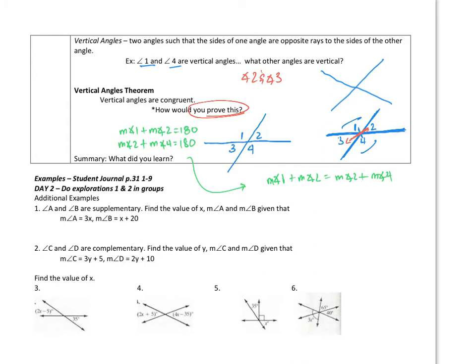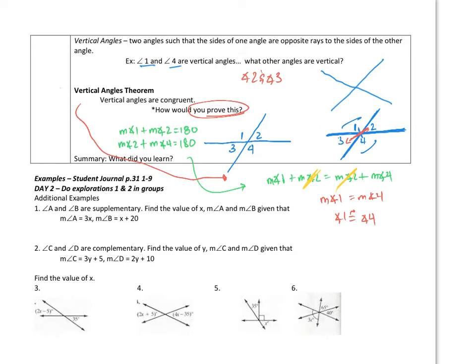But these two right here are the same ones. So I can remove those and look at what I'm left with. The measure of angle 1 equals the measure of angle 4. So we've just proved that they're congruent. So angle 1 would be congruent to angle 4. And we just mathematically proved that this is correct.